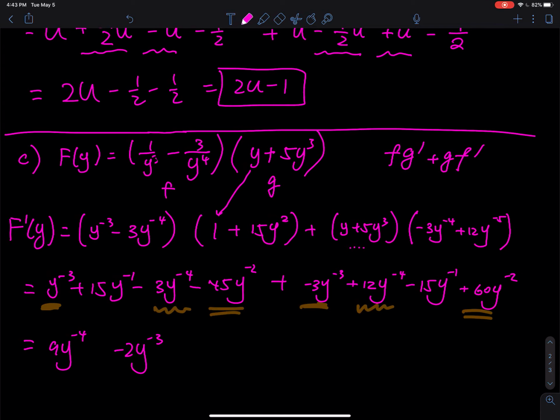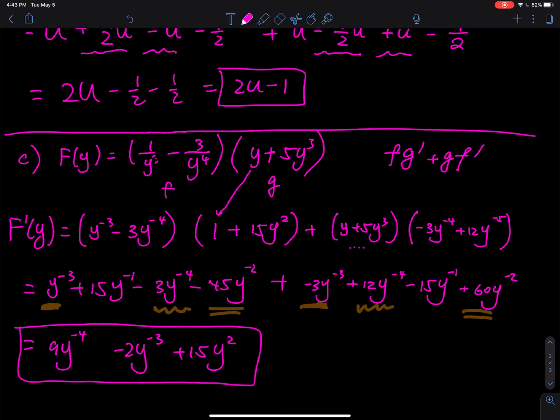And then we have the second power is negative 45 plus 60, that is a 15. What about the first power? Oh, the first power is cancelled, 15 minus 15. So that will be your final answer.